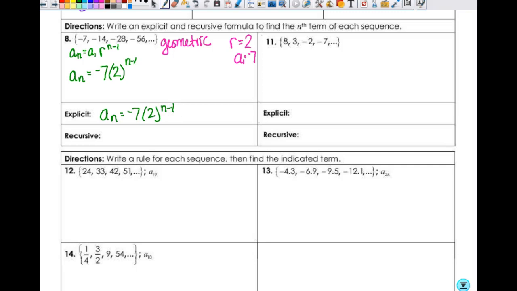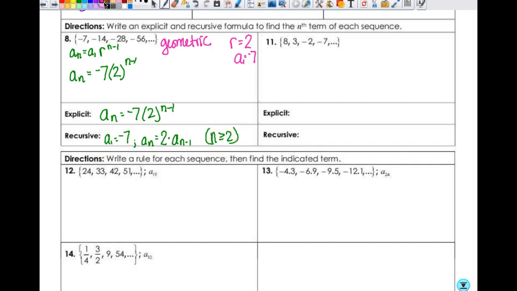Recursive, remember you have to identify at least A1, sometimes A2, but A1 will be enough here. So A1 is equal to negative 7. And then if the next term is 2 times the term before it, then A sub n is going to be equal to 2 times A sub n minus 1. And that works when n is greater than or equal to 2. That's because I identified what 1 is, so I have to start with 2 in my sequence there.